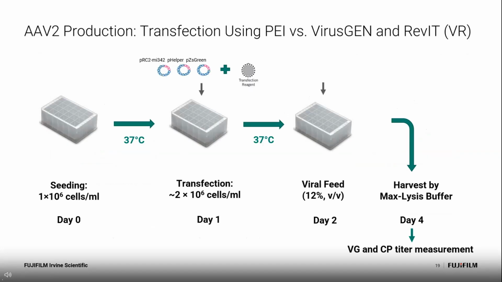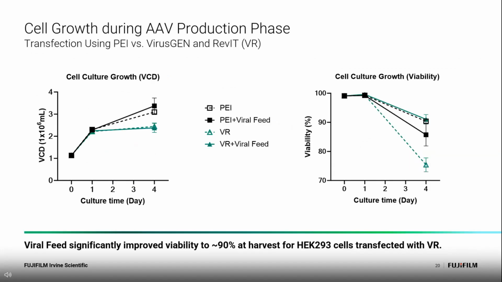We have been using PEI as our standard transfection reagent, and the cell growth after transfection showed a significant difference between the 2 transfection reagents, with VR transfected cells barely growing after transfection. As to the viability at harvest, VR transfected cells showed the lowest viability, around 75%, compared to PEI transfected cells with over 85%. However, for the cell cultures transfected with VR and receiving the viral feed, the viability at harvest increased significantly to about 90%.